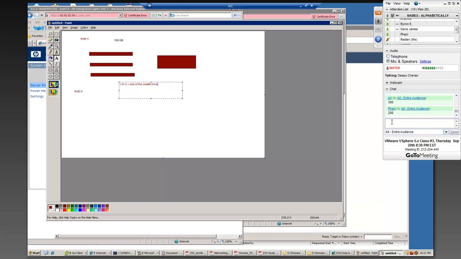Okay, I'll tell you now. So if it is n minus 1 into size of the smallest drive, where n is the number of drives, how many drives are there in this case? So it is 3 minus 1, correct, into the size of the smallest drive. What is the size of the drive, guys? 100 GB, correct? Which is equal to 200 GB.